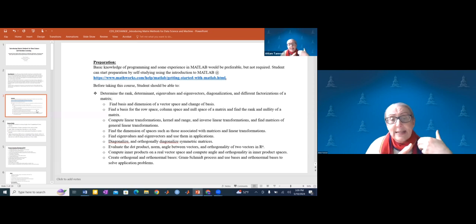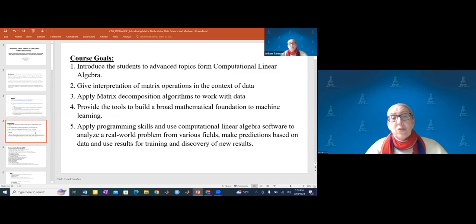And at the same time, I put into my syllabus what the students should know before starting to take my course. And this is the basics that everybody taking my course should know. I'm not going to read through that. And what is the course goal? It's to introduce the students to advanced topics from computational linear algebra.